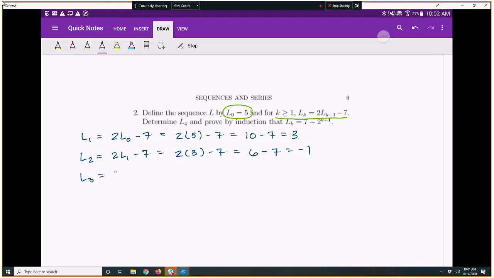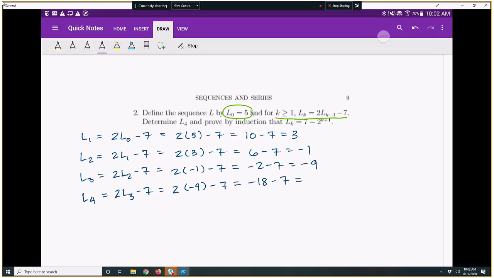L sub 3 then should be 2 times L sub 2 minus 7, which is 2 times negative 1 minus 7, which is minus 2 minus 7, and that's negative 9. And L sub 4 is 2 times L sub 3 minus 7, which is 2 times negative 9 minus 7, which is minus 18 minus 7, and that's negative 25. So I found L sub 4.